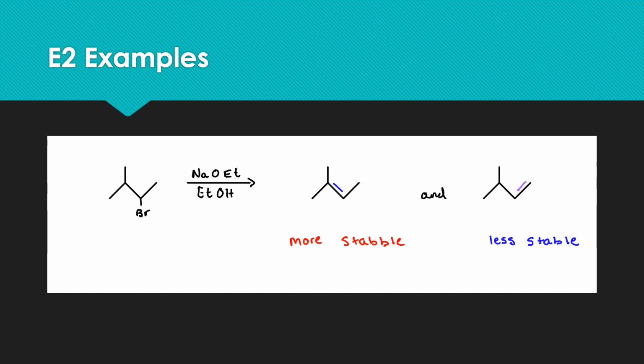In most cases, the Zaitsev orientation of the double bond is the more stable one, which in this case it is, because it is formed between a tertiary and a secondary carbon, unlike the less stable one, where the double bond is between a secondary and a primary carbon.